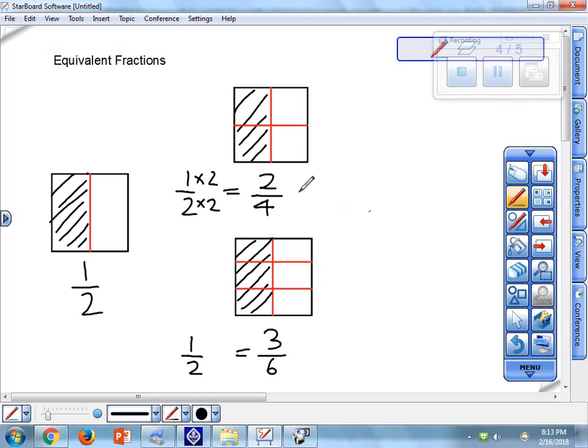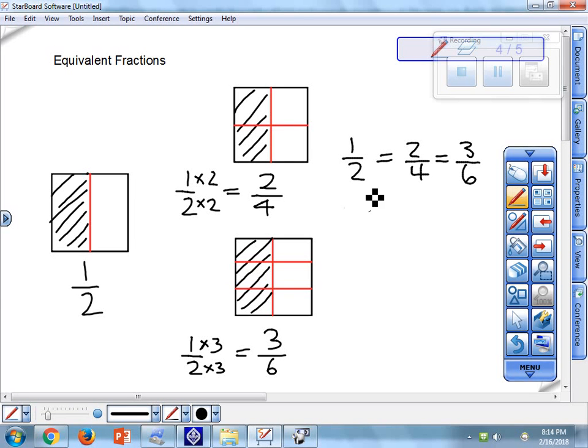So 1/2 equals 2/4. And down below, numerically what we really did was I tripled the number of shaded pieces, and I tripled the number of pieces that the square was cut into. And so by doing that, I created a new fraction, an equivalent fraction, a fraction equal to the value of 1/2. So summarizing here, we know that 1/2 equals 2/4 equals 3/6.